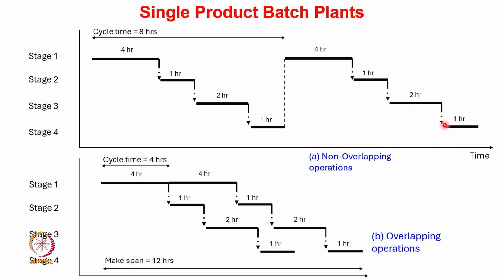But when we look at the overlapping operation, we can start the second batch just after the operation of the first stage is completed in the reactor, isn't it? After that we can process the second batch in the same reactor. So you can see that with this, the cycle time is now reduced to 4 hours. And if you calculate the downtime, in this case it will be 4, this 4 and this 4, 8, 12. So you can see that the total downtime here is 12 hours, whereas the downtime here is 16 hours. So this is what is written here.